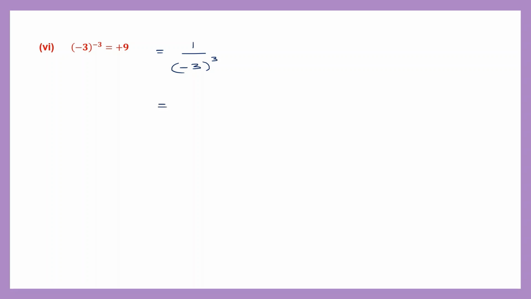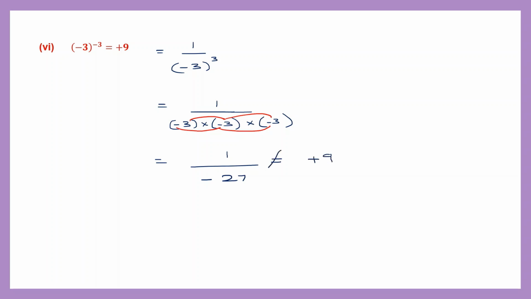So now this becomes 1 by minus 3 to the power of 3, which means multiply minus 3 three times. Minus 3 into minus 3 into minus 3. So this will be 1 by, now let's multiply the signs first. Minus into minus is plus, plus into minus is minus, minus. Then multiply the numbers. 3 3s are 9, 9 3s are 27. Minus 27. So on the left hand side we have minus 27, on the right hand side we have plus 9, and as you can see these are not equal. The statement says it's equal, this is not equal. So this answer is false.